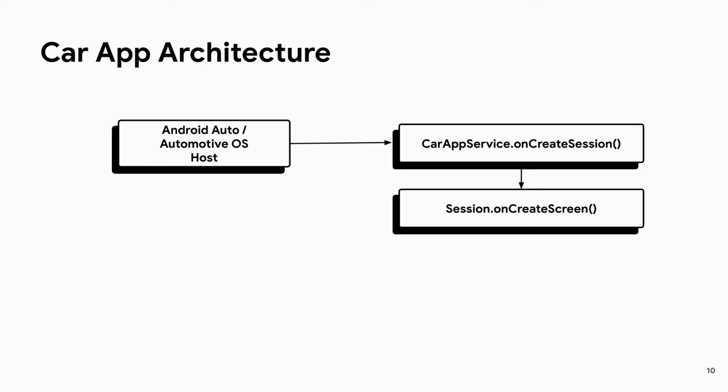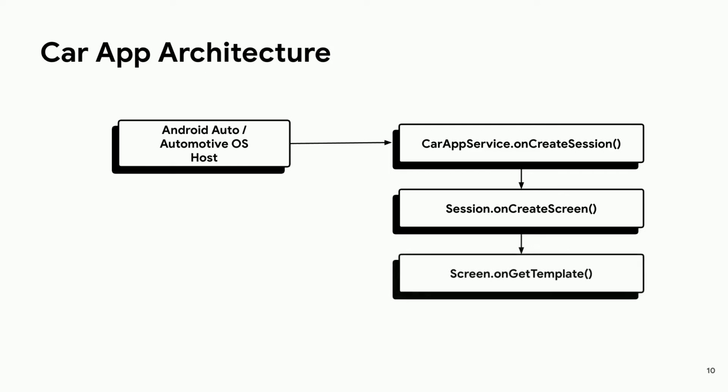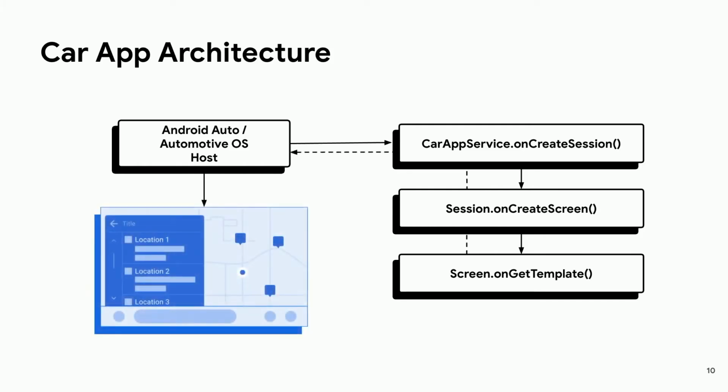by overriding onCreateScreen. Then, each of your screen classes will implement onGetTemplate, which returns a template object representing the state of the UI to display in the car screen. The template will then be fed back to the host application, which will render the UI for you.